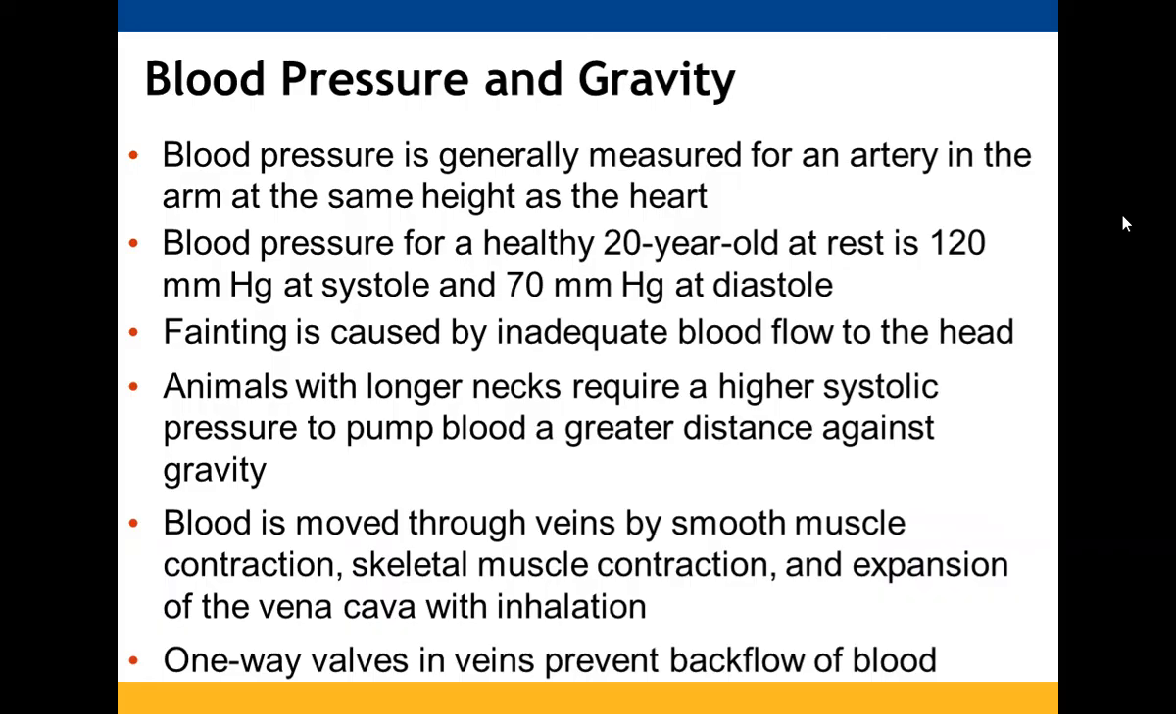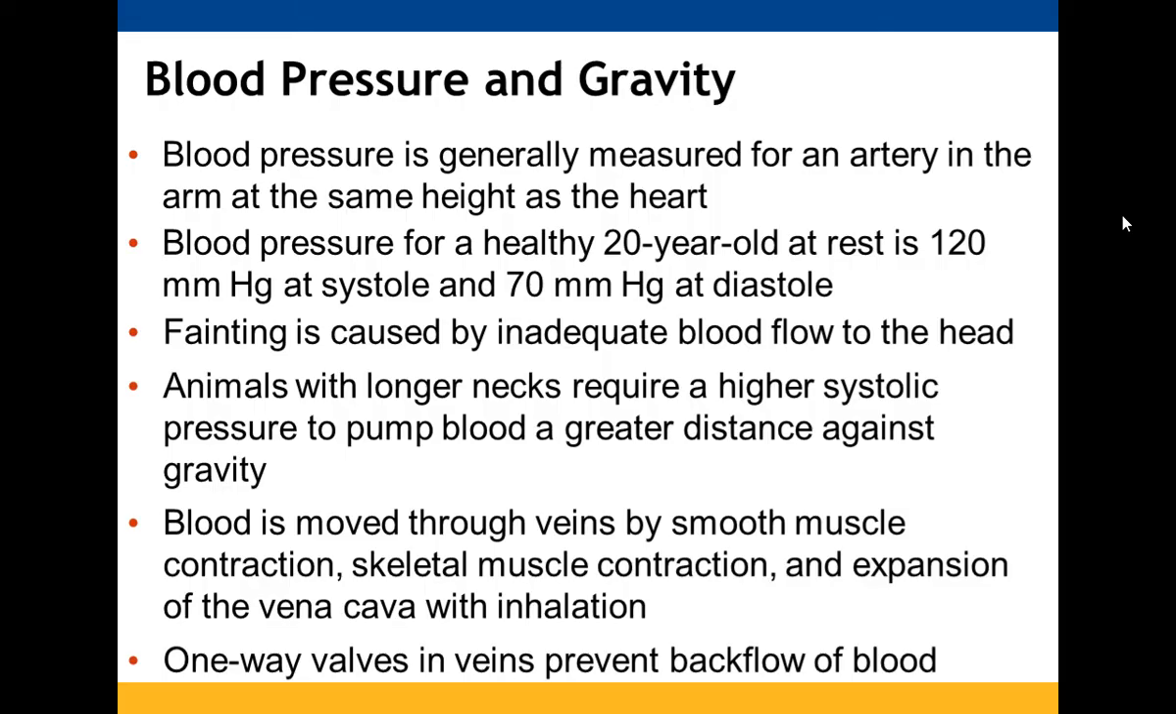Typically, when you measure blood pressure, you want to measure it for an artery that's at the same height as your heart. A healthy blood pressure, this says 120 over 70, 120 for your systole, 70 for your diastole. And I would say whether you're 20 years old or 50 years old, that's usually the goal, anywhere from 110 to 120, 70 to 80.